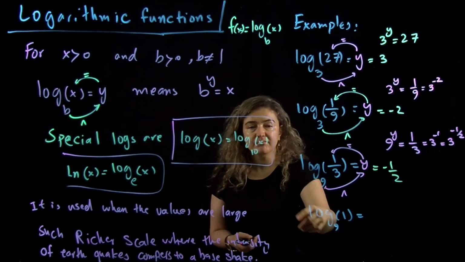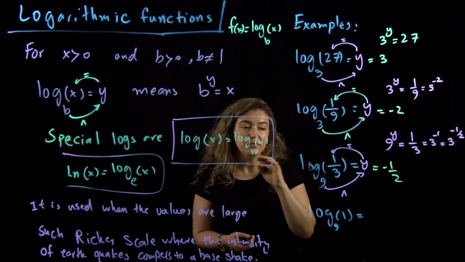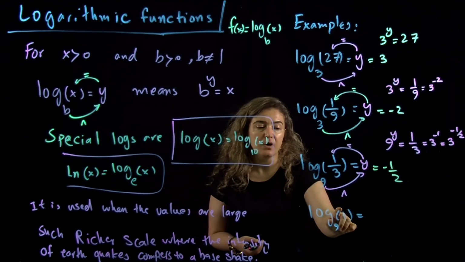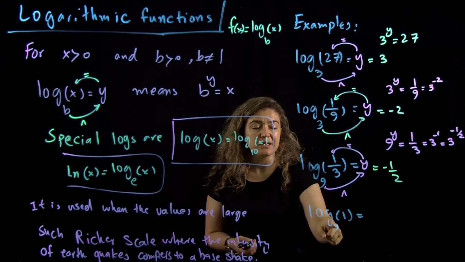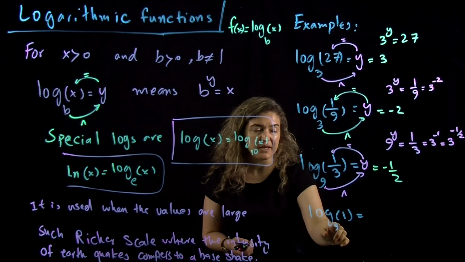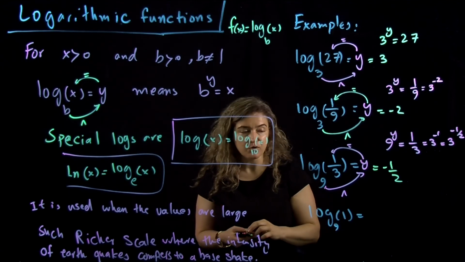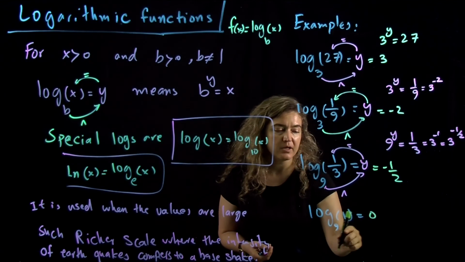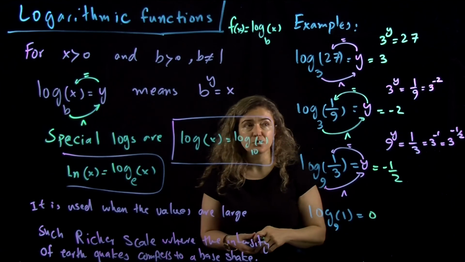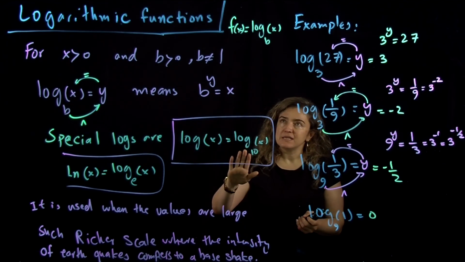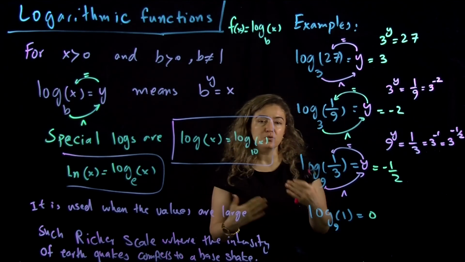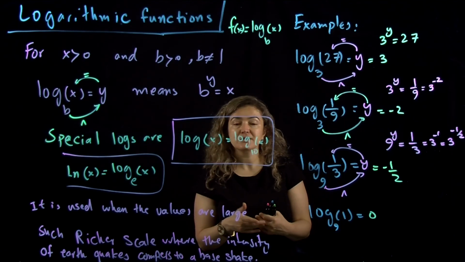And then a very famous logarithm: for any value of base, log base whatever that base is of 1 is always going to be 0, because 9 to power 0 is equal to 1. The next thing that we want to cover in this section is how to graph some logarithms.